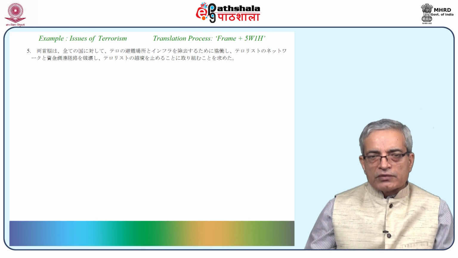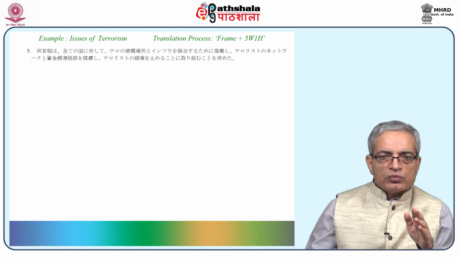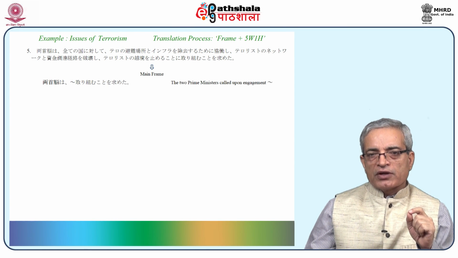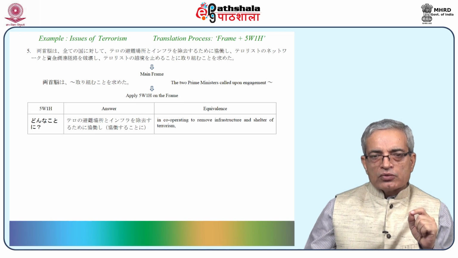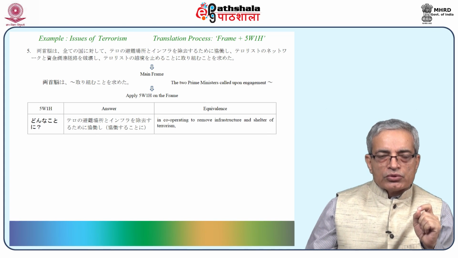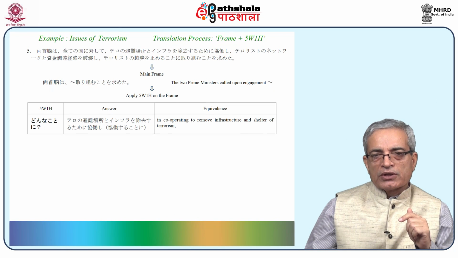Ryoshuno what's there? Torikumu koto. Okay, Torikumu koto o motometa. So it's a smart frame. Torikumu koto is added. So Torikumu koto o motometa. Fine. Donna koto ni? 避難場所とインフラを除去するために 共同することに。 共同し, okay, 共同することに。But 共同し means that there is some more verb, okay?